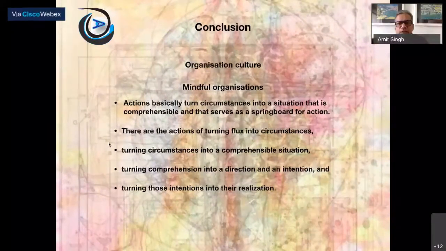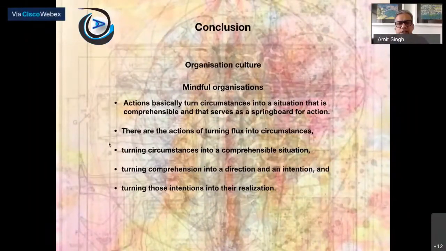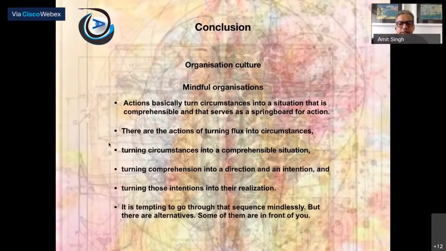It's how fast you recover. Recovery is imperative, but you have to ensure that issues like investigation and empowerment and feedback are also taken care of. It is tempting to go through the sequence mindlessly, but there are alternatives. Some of them are in front of you. So mindfulness is important because a lot of solutions lie in front of you or with people just in front of you. But if you're not aware of what's happening in your environment, you're missing out on important cues and possible help.